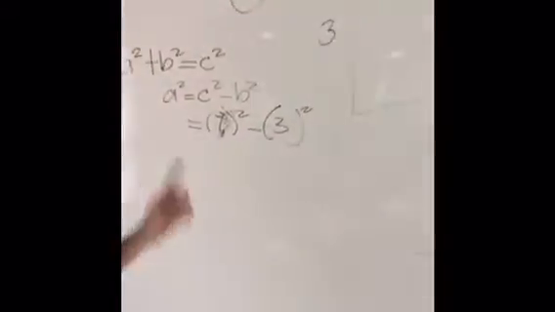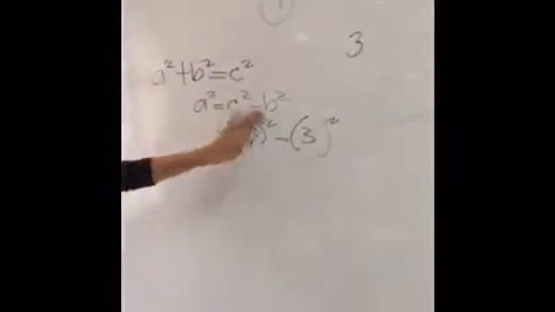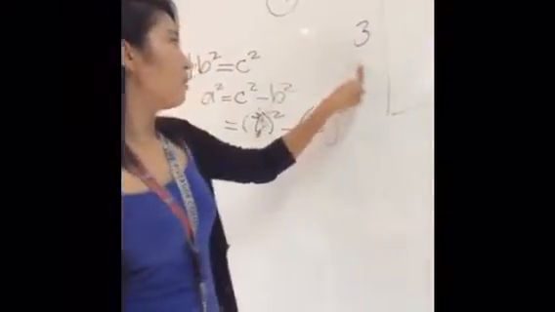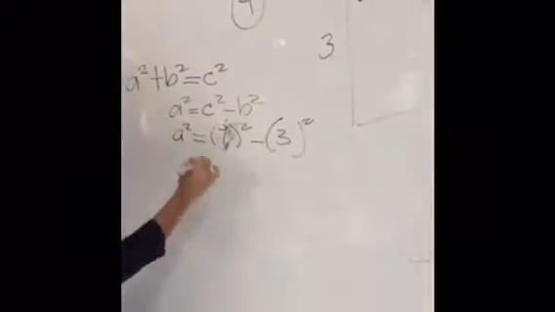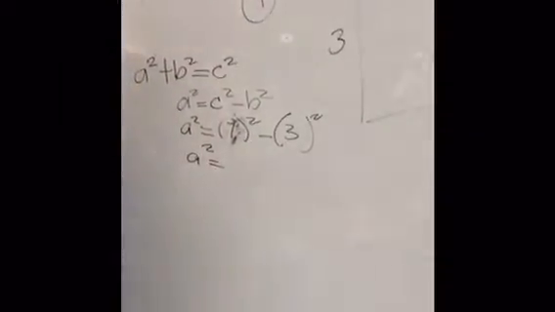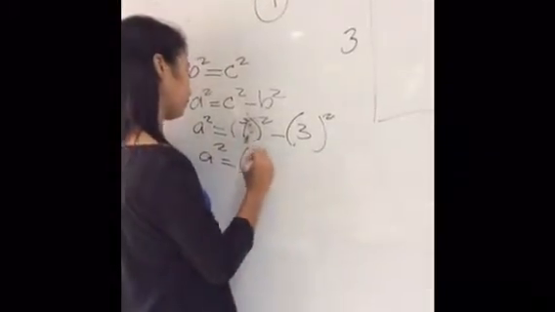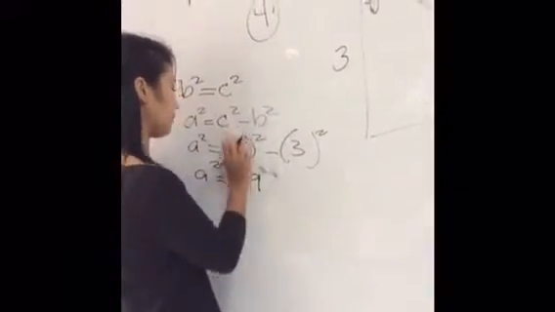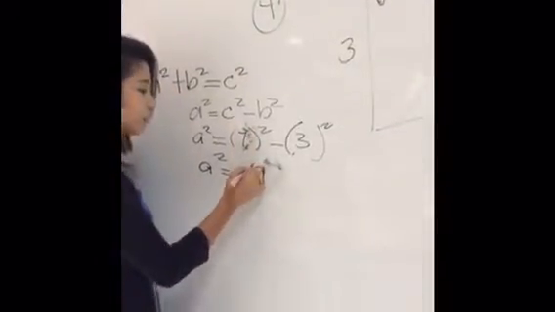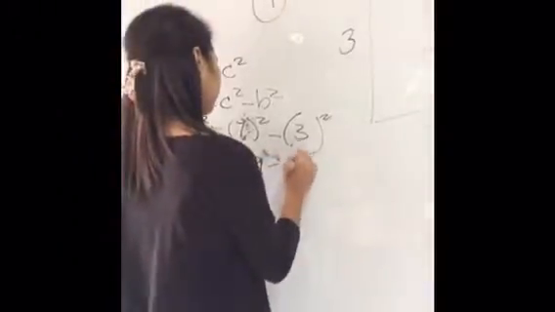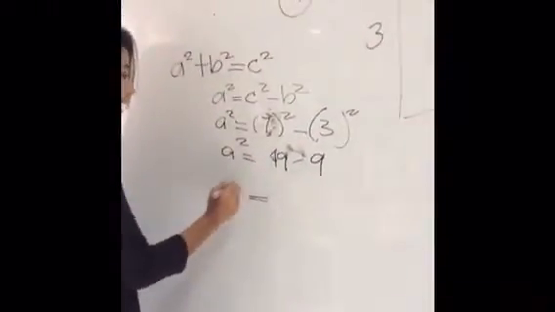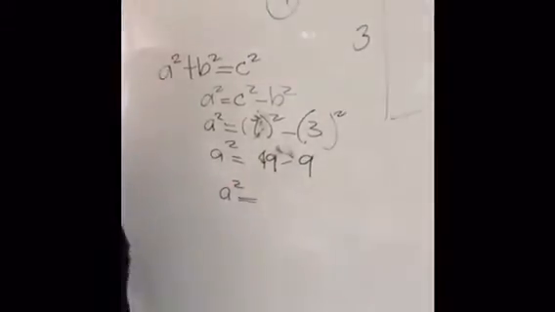Where did I get the 3? I get the 3 from the adjacent. Substitute c as the hypotenuse. The value of the hypotenuse is 7. Substitute b as the adjacent. The value of the adjacent is 3. Then, after substituting, multiply by itself. 7 times 7 is 49, minus 3 times 3 is equal to 9. Then, after that, subtract. 49 minus 9 is equal to 40.